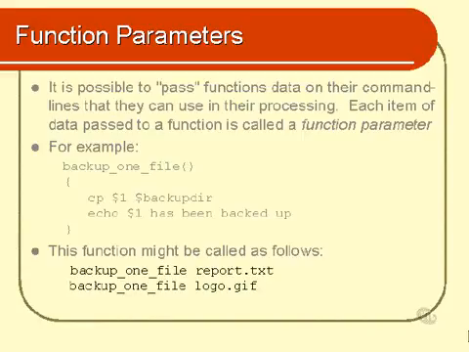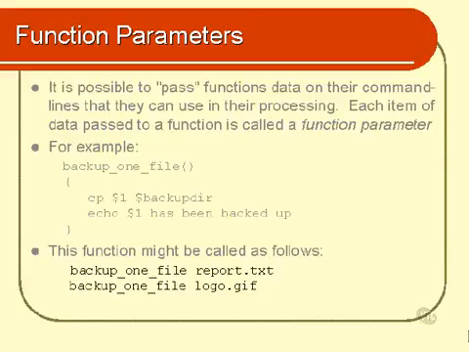Here we've actually called it twice. We've called it once with a file name called report.txt, and we've called it a second time with logo.gif. Each time we have specified a single parameter, which the first time is report.txt and the second time is logo.gif, and each time that that function is called, the parameter is actually copied into $1. So in the actual function, when the function runs, the very first line that runs in the function is the cp line, so it will actually read the first time cp space report.txt and then a space and then the backup dir, and then it will echo report.txt has been backed up.